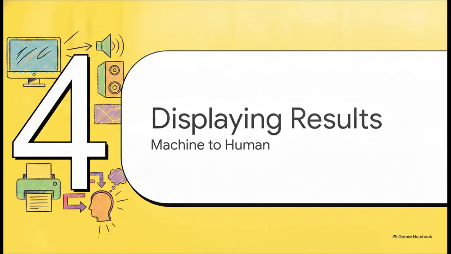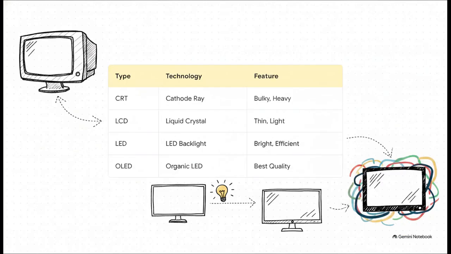Section 4, displaying the results. Now let's flip the script and see how the machine talks back to us. Let's circle back to the monitor for a second and look at its incredible evolution. We started with CRT monitors. Remember those? Massive, bulky boxes that consumed a ton of electricity and frankly gave you a free arm workout just trying to move them. Then, thankfully, we advanced to LCD monitors using liquid crystal technology to make things thin and light. That quickly evolved into LED monitors, which gave us way better brightness and energy efficiency.